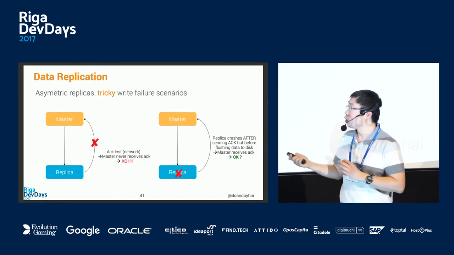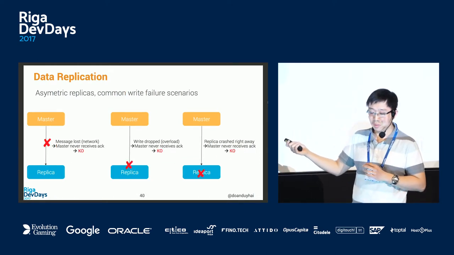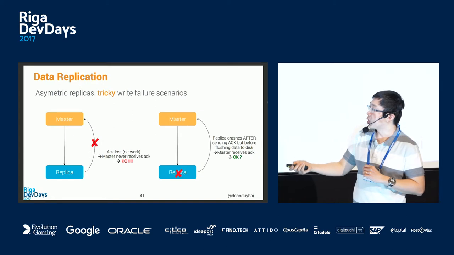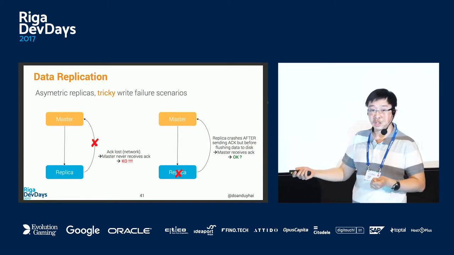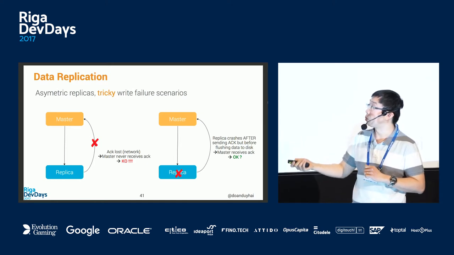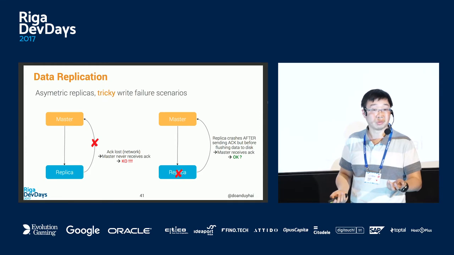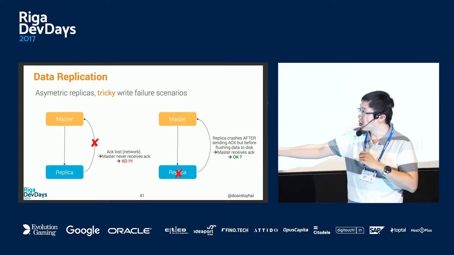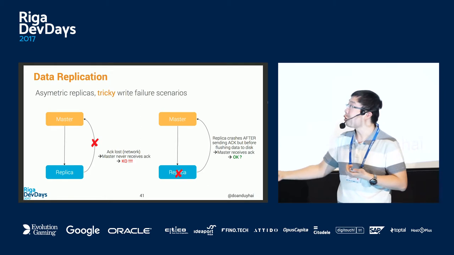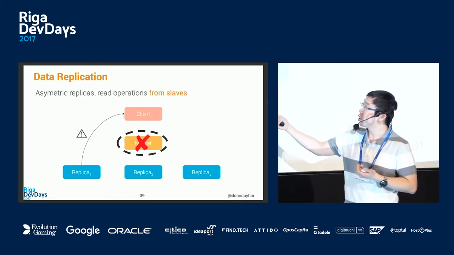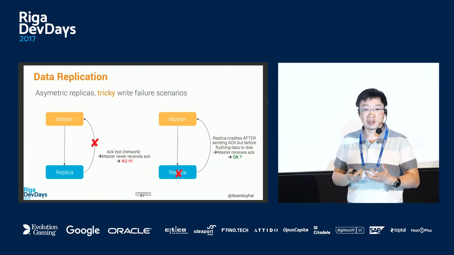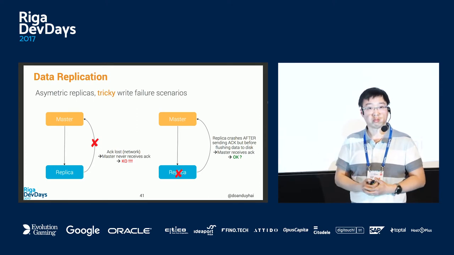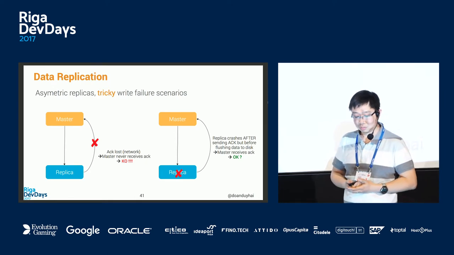Now there's a tricky one. Those scenarios are very classic, but there's a tricky one that few people think about. So imagine your replica received the write request, saved it to disk, replied to the master, but the acknowledgement is lost in the network. So from the master's point of view, the write is KO. But still, your replica has the good value, right? So now, if your client is going to read directly from this replica, you have an inconsistency problem. The master says the write is KO. But when I read, I see the value. Right? It's incorrect.